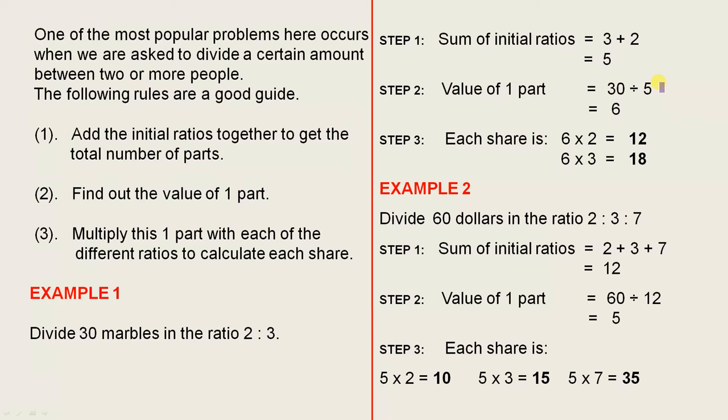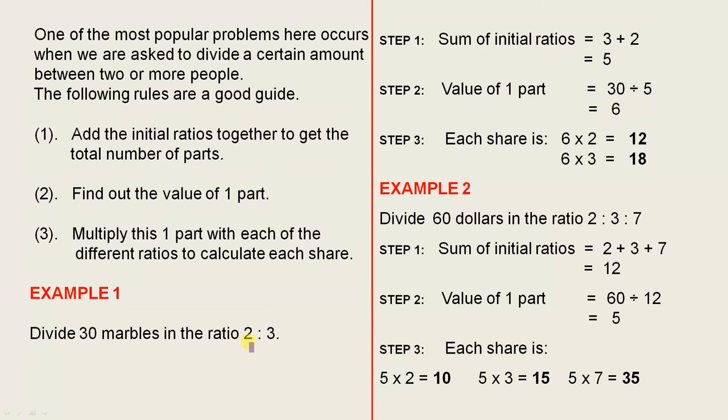Step 2. The value of one part. All you do is you divide 30 divided by 5. So the number of marbles divided by the total number of parts, that'll give you the value of one part. So the value of one part is 6.